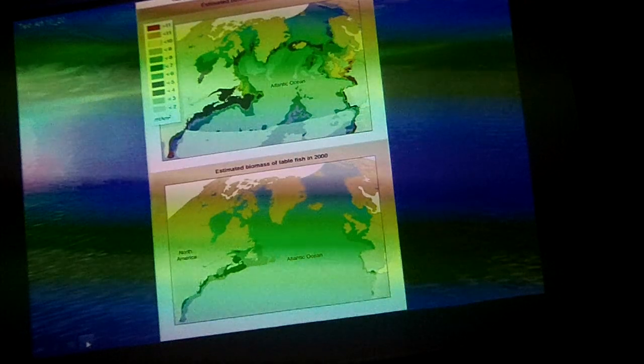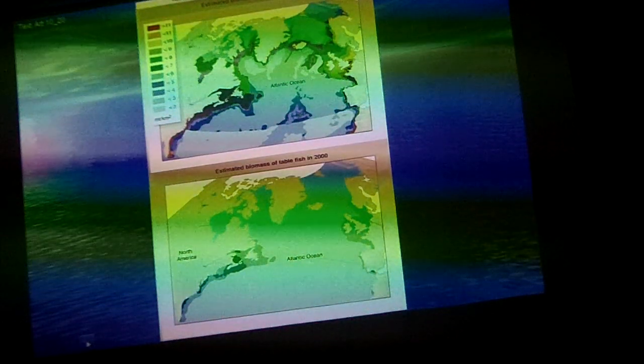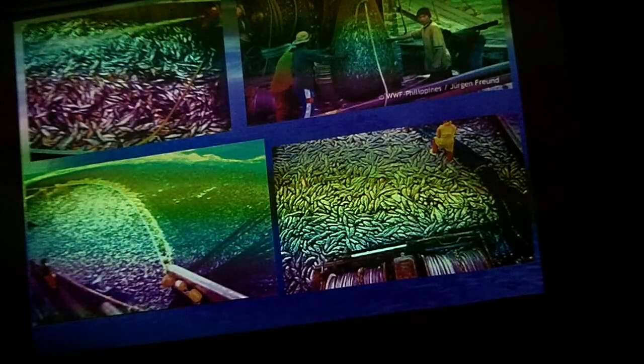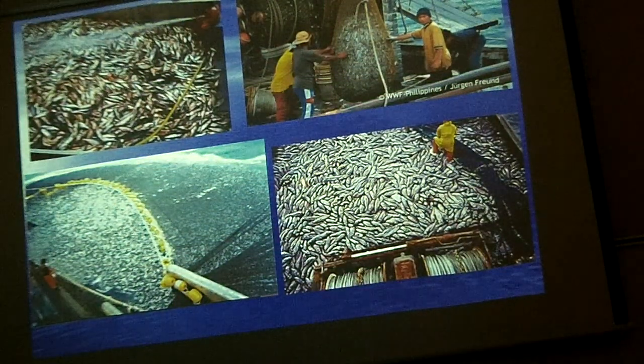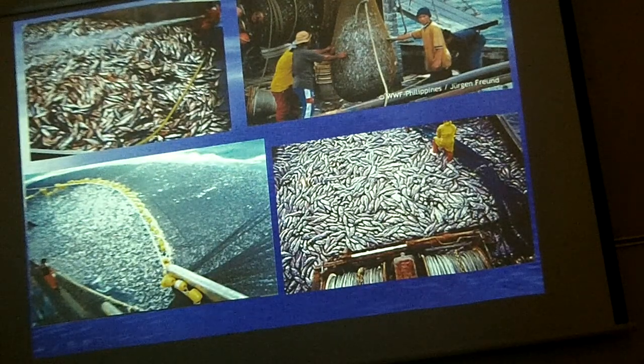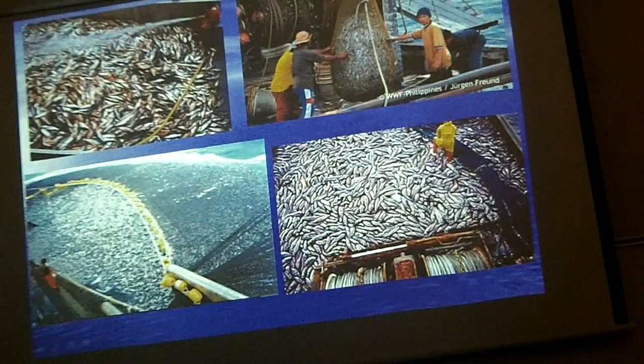A lot of it's due to pollution. A lot of it's due to habitat loss, filling in the marshes and stuff. But a lot of it's also due to overfishing. Because we've developed ways to catch a lot of fish. Huge nets can be dragged across. Look at all the fish in this net. When you remove fish from a population like this, they just can't rebound fast enough.